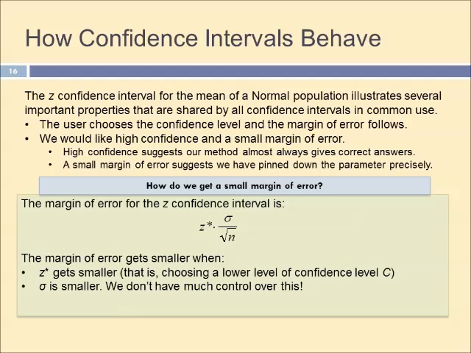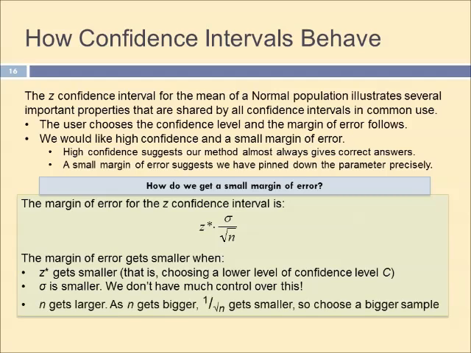This confidence interval, the margin of error, also gets smaller when the standard deviation is smaller. But we don't have any control over this. The population value is whatever it is. But as n gets larger, 1 over the square root of n gets smaller. So we can choose a bigger sample size to make the margin of error smaller.